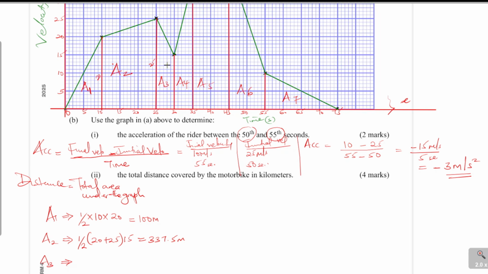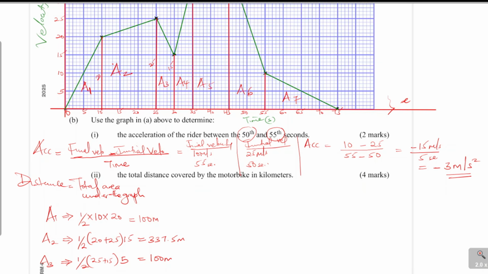We go to area 3. Area 3, you can see it here, small section here. So it's a trapezium still. The height here is 25, and the height here from this point is 15. So the trapezium, half times the sum of the two parallel sides, you have 25 plus 15, times the height. The height is from 25 to 30. That is a difference of 5. And that one gives 100 meters.